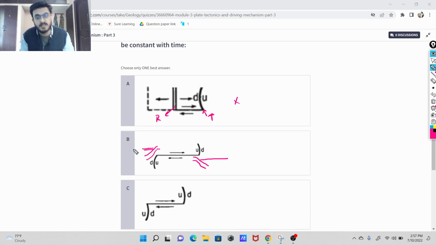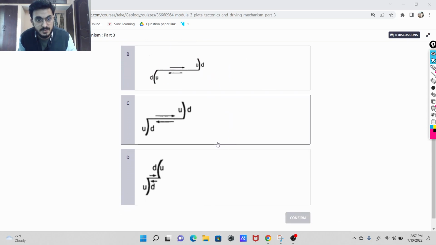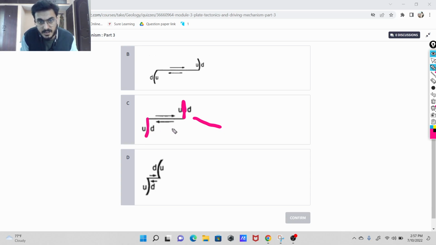this. Is it clear? If you observe this figure here, your trench length will increase with time, isn't it? If you see the remaining option here, this is our trench and this is also our trench. Here the plate is going in this direction, here the plate is going in this direction. So if you observe this carefully in this figure, your trench length will be constant.